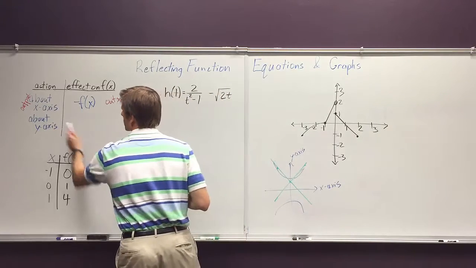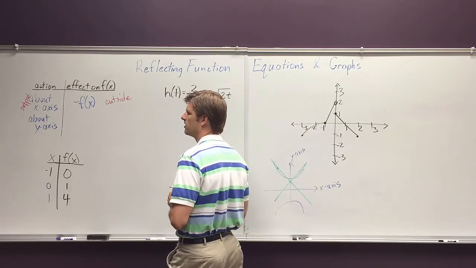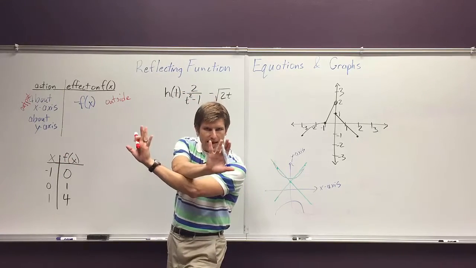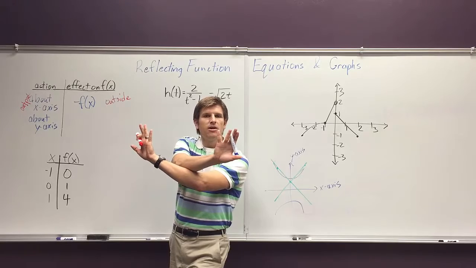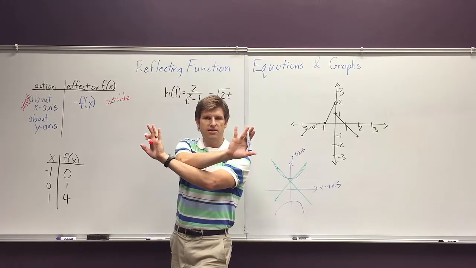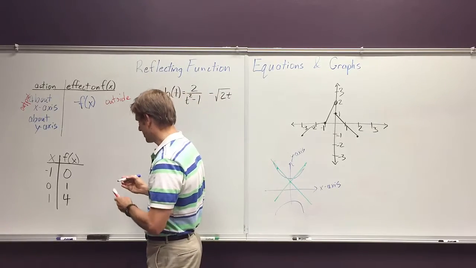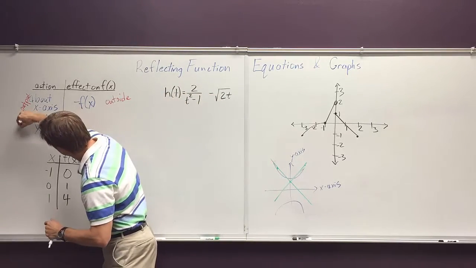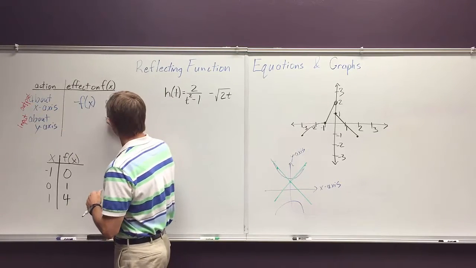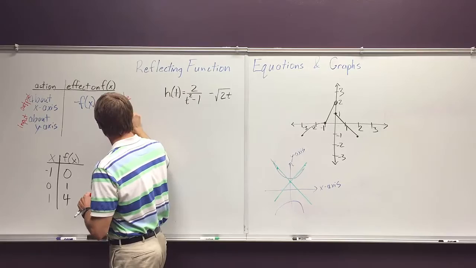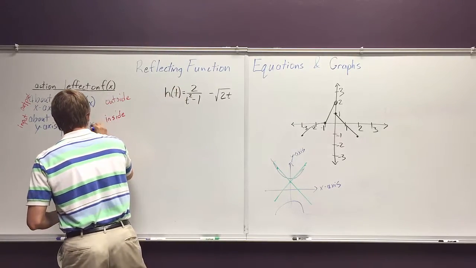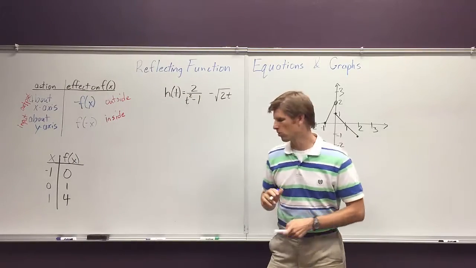How do we go about reflecting about the y-axis? Well, reflecting about the y-axis makes negative inputs positive and positive inputs now negative. So that has to do with inputs, and so it's going to have something to do with the inside of the equation. So f of negative x should be exactly what we're looking for here.